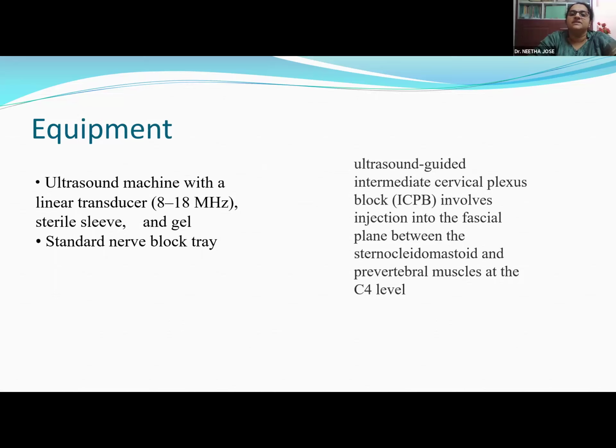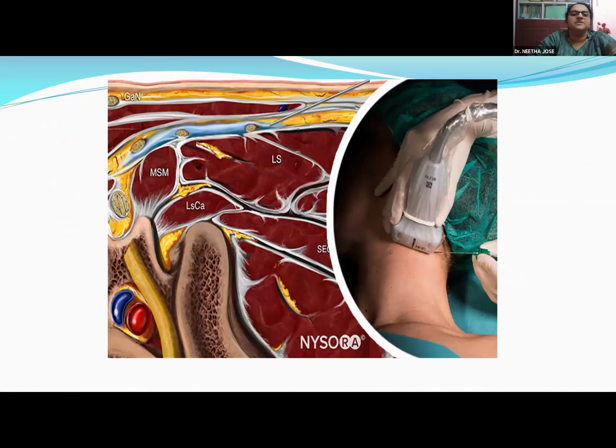The ultrasound intermediate cervical plexus block involves injection into the fascial plane between the sternocleidomastoid muscle and the prevertebral muscles at the C4 level. In this picture, we can see the drug spread in between the investing layer of deep fascia and the prevertebral layer of deep cervical fascia. Once the plexus has been identified, the needle is passed through the skin, platysma and investing layer of deep cervical fascia, and drug is injected.